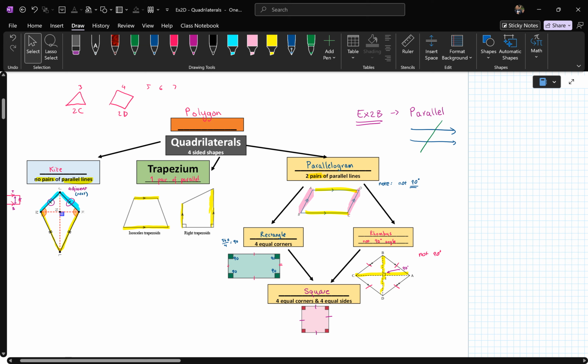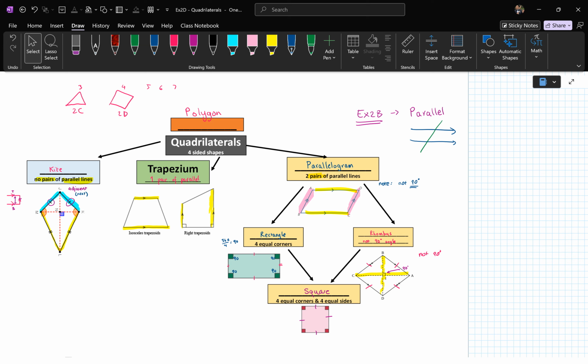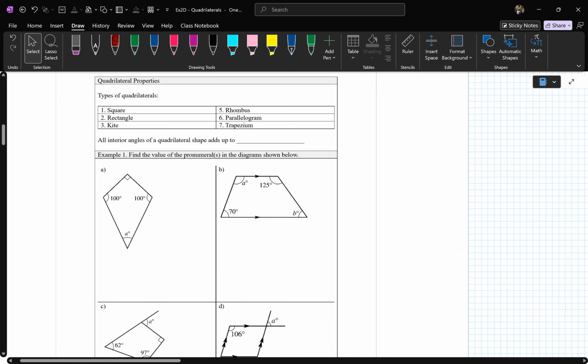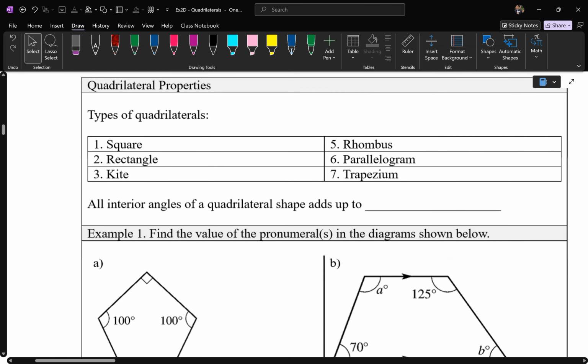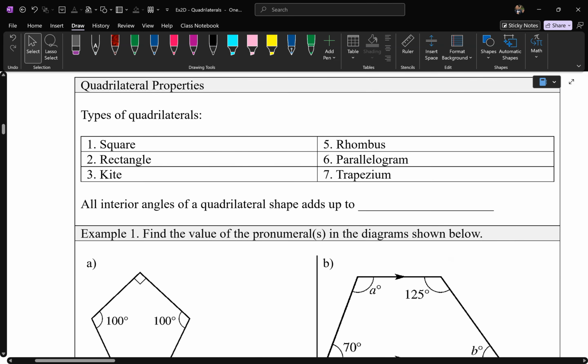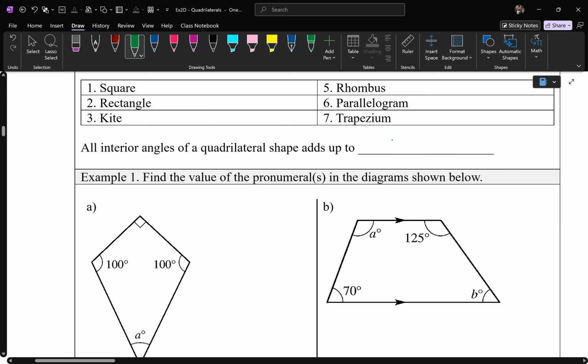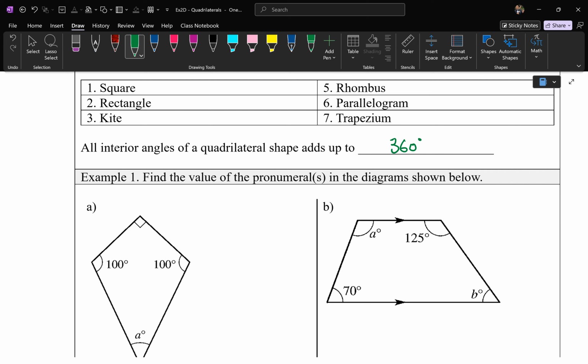Okay, so you got your properties, you got your naming. The reason why you need 2B and 2A is so you can then solve for angles when we start to do problems. So flip over on your page. Let's do some problems here. So you've got your 7 types of quadrilaterals with the properties drawn for you. Let's do the first problem. We already know that they all have to add up to 360 degrees. Reason being, you can always split a 4-sided shape into 2 triangles. So if you add both of them together, that's 180 plus 180, which is twice 180, 360.